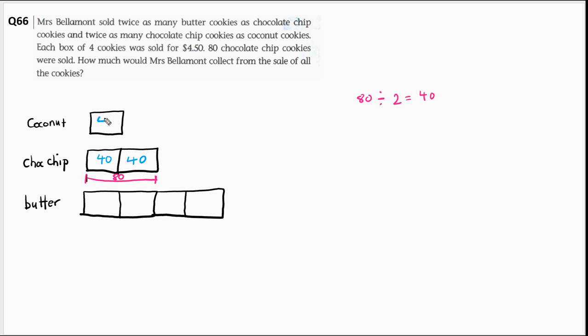There we go. Much better. So all of these have a value or represent 40 cookies. Let's be clear. 40 cookies in each of these parts.